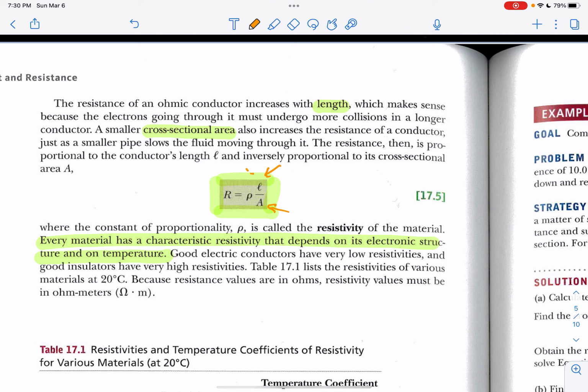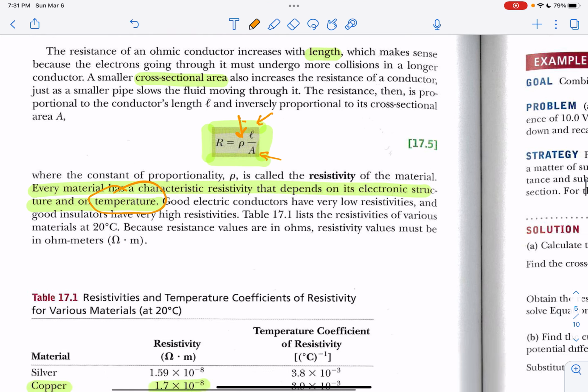The third factor, resistivity, another use of the Greek letter rho, is this variable, this term incorporates both the proportionality constant as well as the unique characteristics of the particular material that the conductor is made out of. Later on, in just a few minutes, we'll talk about the effect of temperature on all of this.